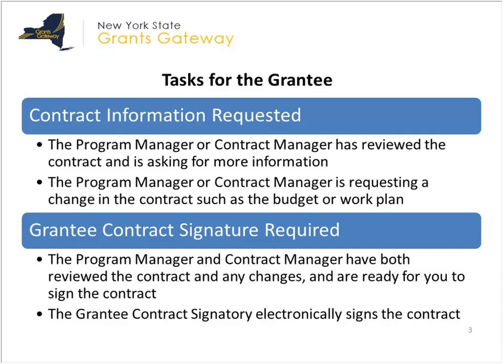In that case, the program manager, the contract manager, they've looked at your contract, they've done some initial entry, but they're giving it to you for you to fill it out and finalize it. And then another task you would receive, eventually when all that work has been done, it's time to sign. So you'll see it in that status called Grantee Contract Signature Required.